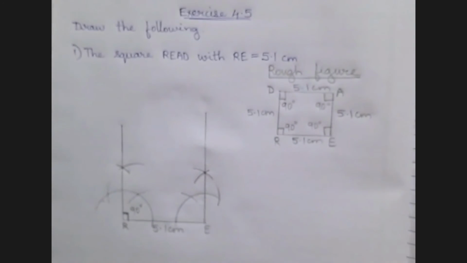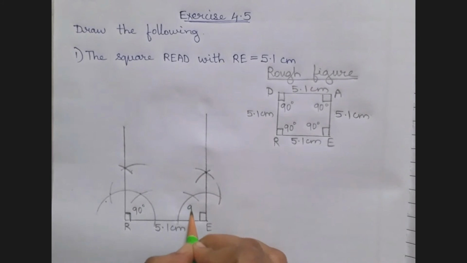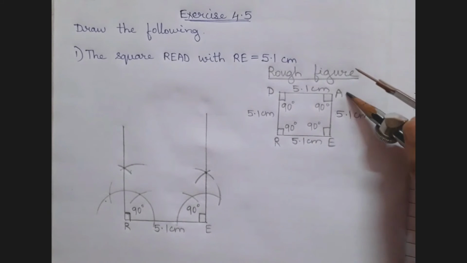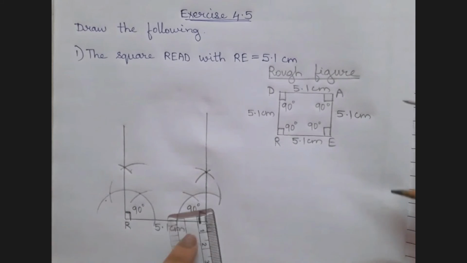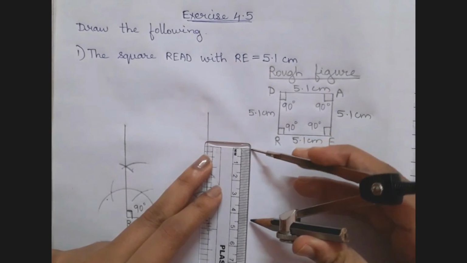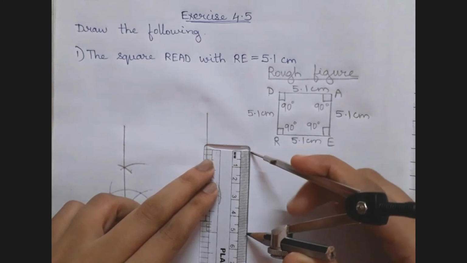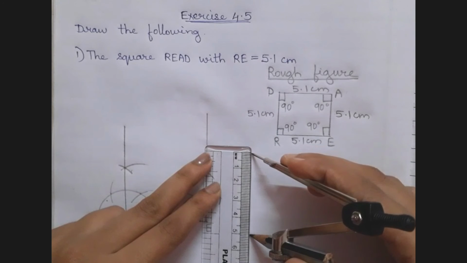So we got the angle E, which is 90 degree. So now we have constructed angle R and angle E, and now we will construct side AE. So side AE is of the measurement 5.1 centimeter. So take 5.1 centimeter on the scale. This is 5.1 centimeter.